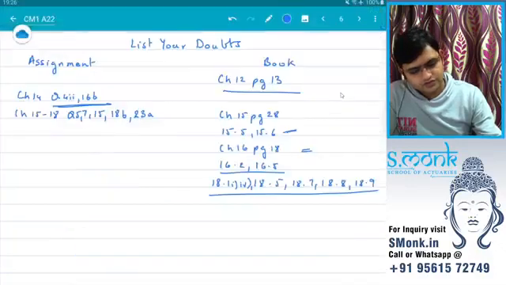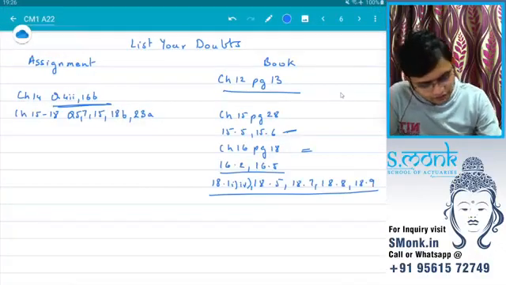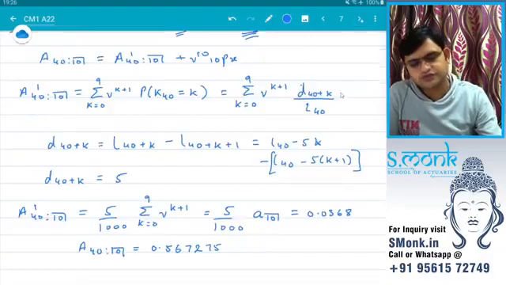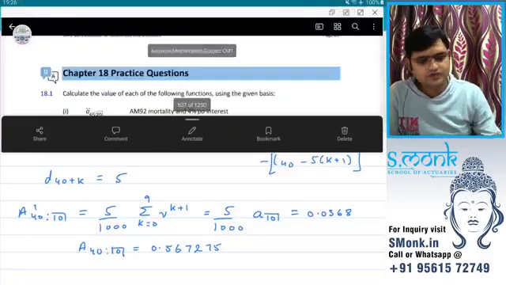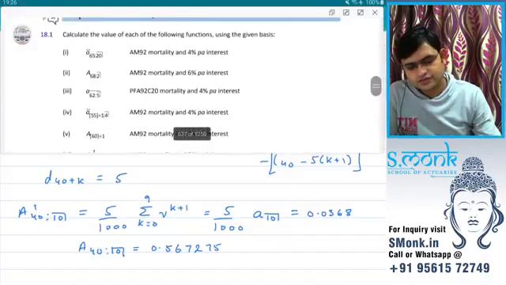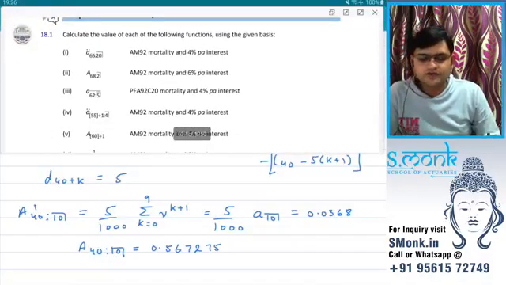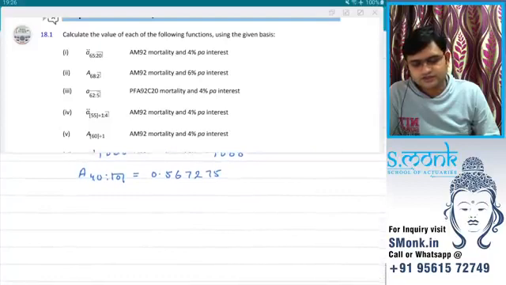Which one? First and fourth. 18.1, first and fourth. Calculate the value of each of the following functions using the given basis.